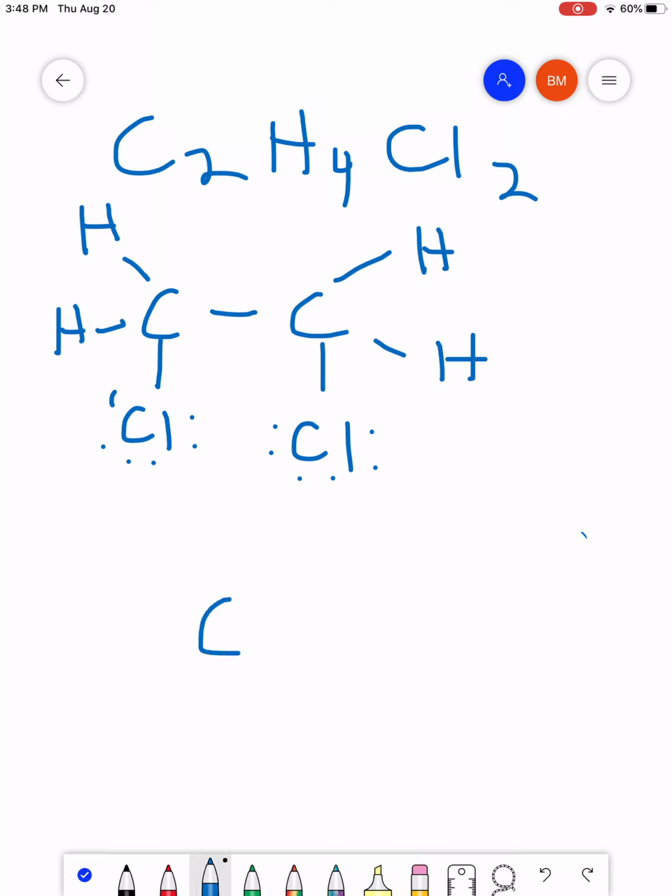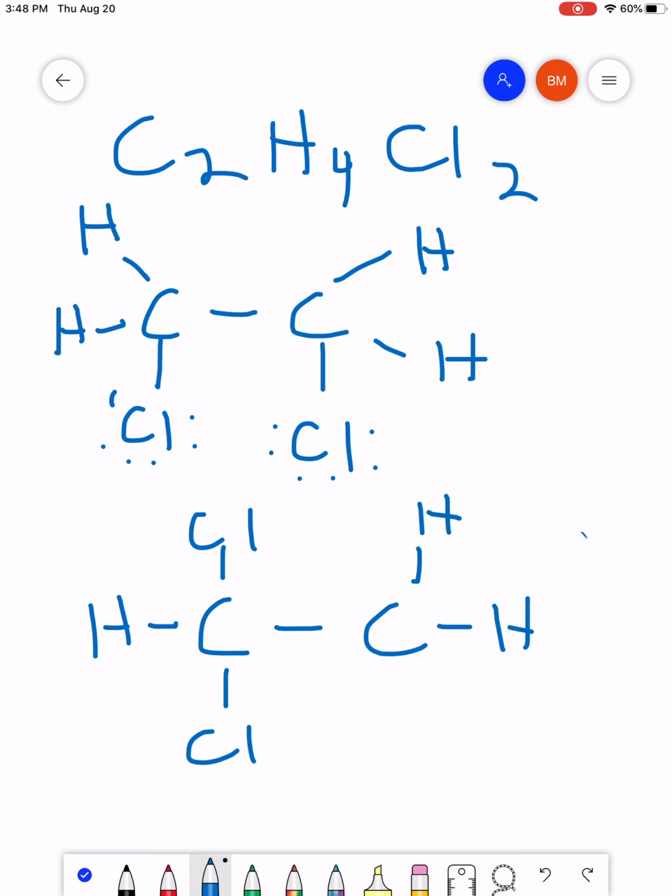All right, how about this one? Instead of having the two Cls on separate carbons, what if we put them on the same carbon? So we put one H on the left carbon and three of them over here. And we can see that, yes, this does indeed work. So this is a good Lewis structure, and you can see this one is definitely different from the previous one we drew. So these are, in fact, two different constitutional isomers.